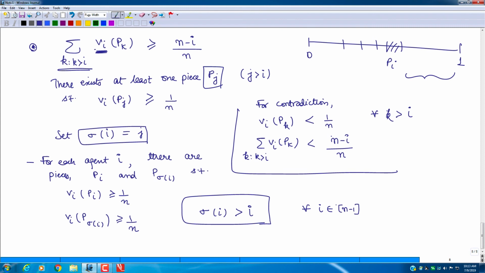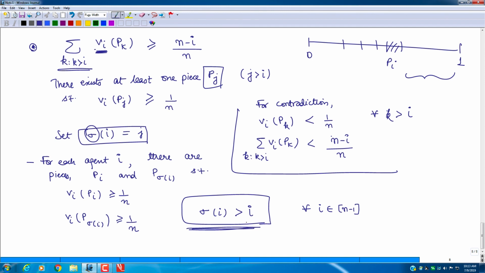So yeah, this observation just gives us the result now. What will happen is, just think of this sigma as a backup scheme. I don't care if, let's say I am agent i, and the secretive agent comes in and takes away my piece p_i. I don't care, I have a backup piece p_sigma(i), I'll just go there. But p_sigma(i) would be someone else's.